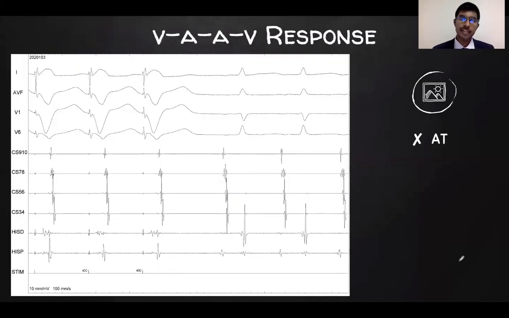What happens when you stop ventricular pacing? The last atrial impulse does not get into the AV node because it would find the AV node in a depolarized state, refractory. And when the atrial tachycardia resumes, it would resume with an atrial EGM, and hence you would observe a VAAV response, very specific for an atrial tachycardia.